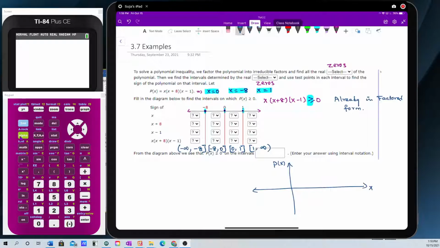So I'm going to graph it, just so that you can see how the graph looks. So x times x plus 8 times x minus 1. Okay, keep my viewing window standard and hit graph. So to change my window to standard, so standard.